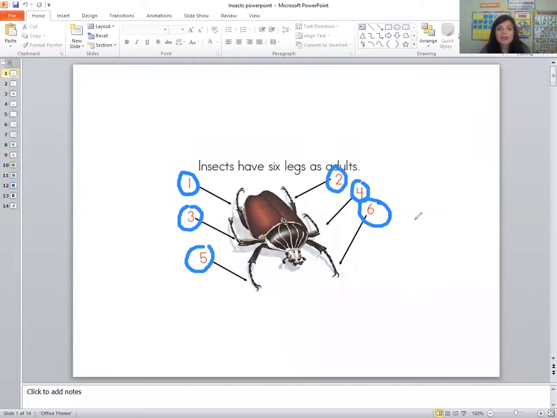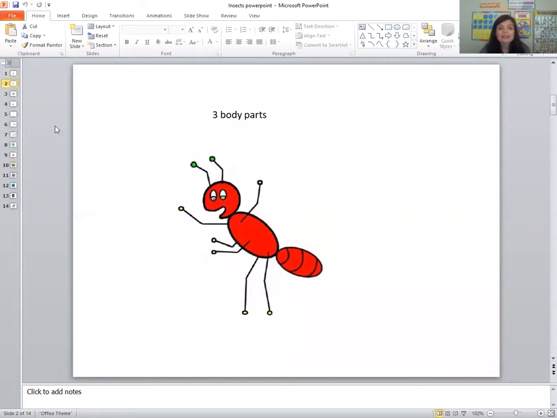Let's look at something else that insects have, okay? Insects have 3 body parts. Now, sometimes it's hard to see the body parts because insects are so tiny, but look at the ant. It's easy to see his 3 body parts. 1, 2, 3. 3 body parts. Let's look at the next slide.